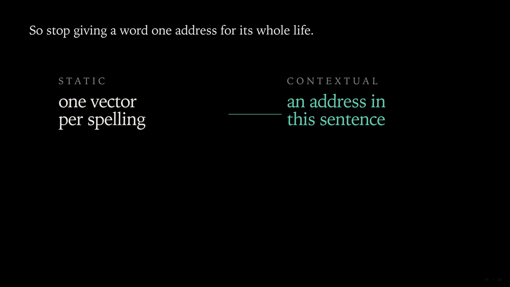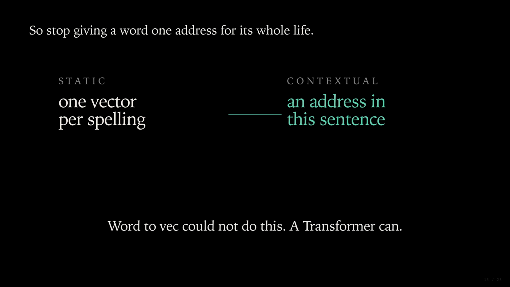So the next idea is almost forced. Stop giving a word one address for its whole life. Give it an address in this sentence. Same spelling, different neighbors, different point. That is a contextual embedding, and it is what modern models actually produce when they read your prompt. Word2Vec could not do this. A transformer can, because it reads the whole sentence first.